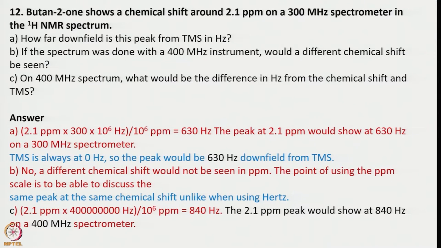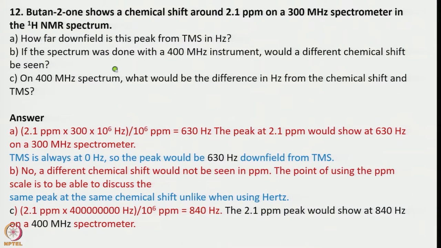Butan-2-one shows a chemical shift around 2.1 ppm on a 300 megahertz spectrometer in the 1H NMR spectrum. How far downfield is this peak from TMS in hertz? TMS is always considered as zero. If the spectrum was done with a 400 megahertz instrument, would a different chemical shift be seen? On the 400 megahertz spectrum, what would be the difference in hertz between the chemical shift and TMS? So there are three questions associated with this problem.